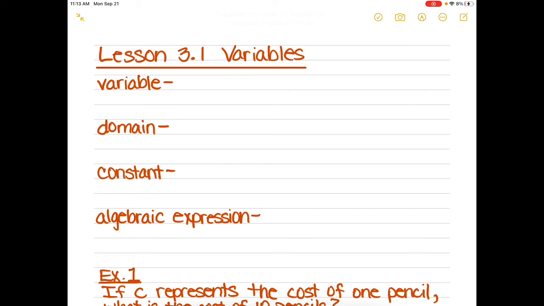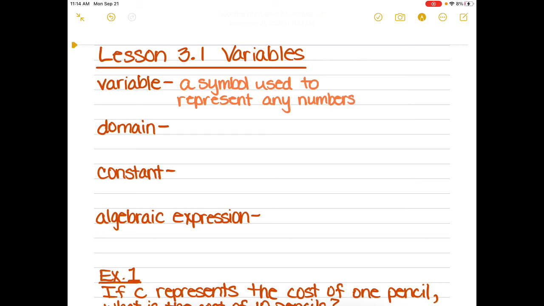A variable is a symbol used to represent a number. Or let's say to represent any number, because it could be a whole bunch of different numbers, or it could be a certain number. Okay, so we'll be talking about variables more in the future and talking about them a lot.